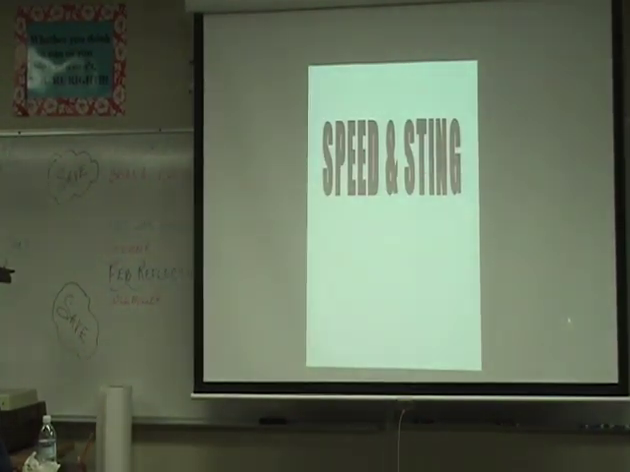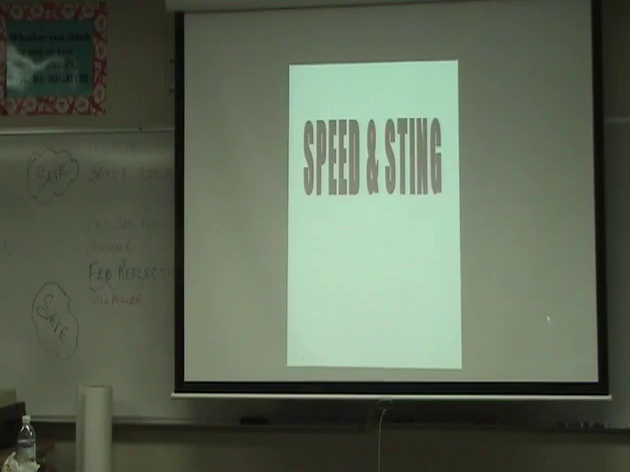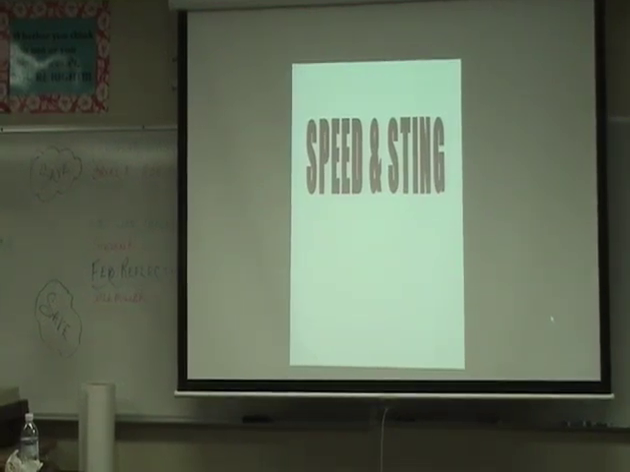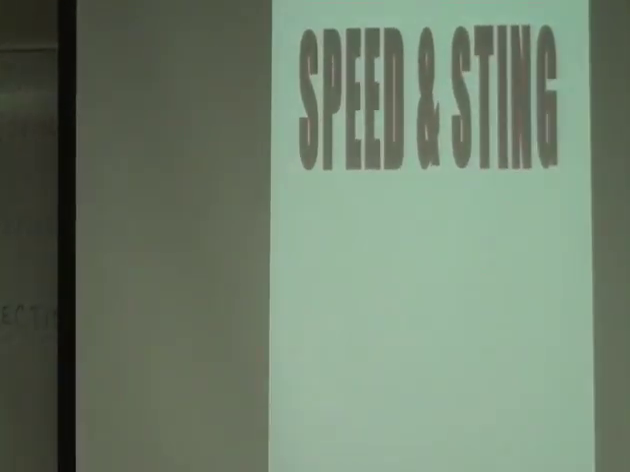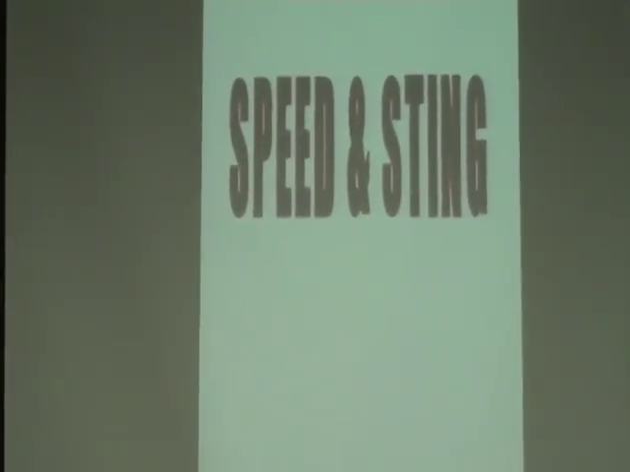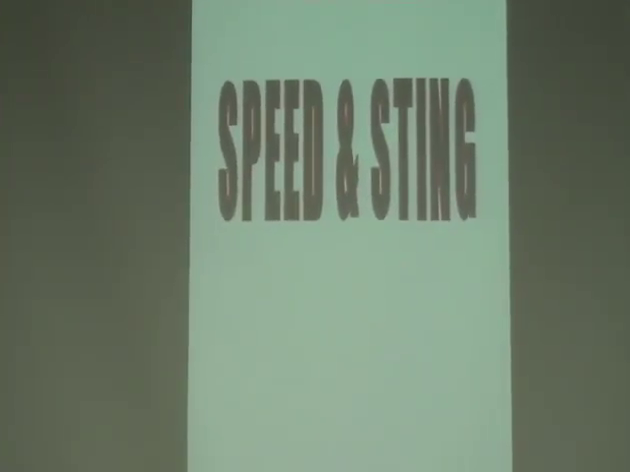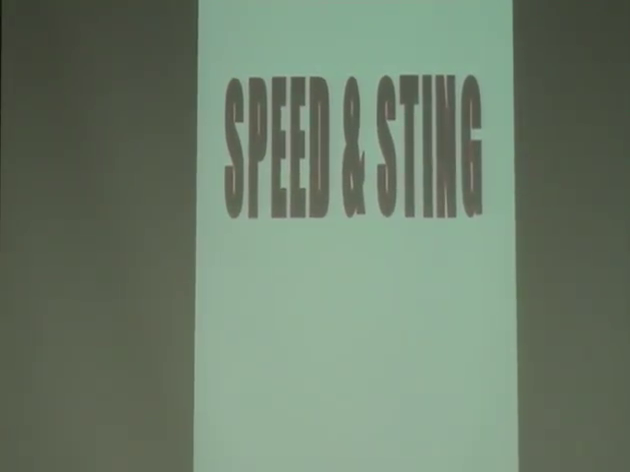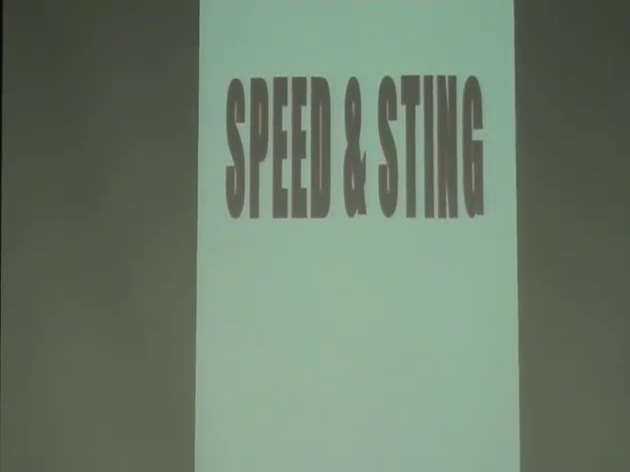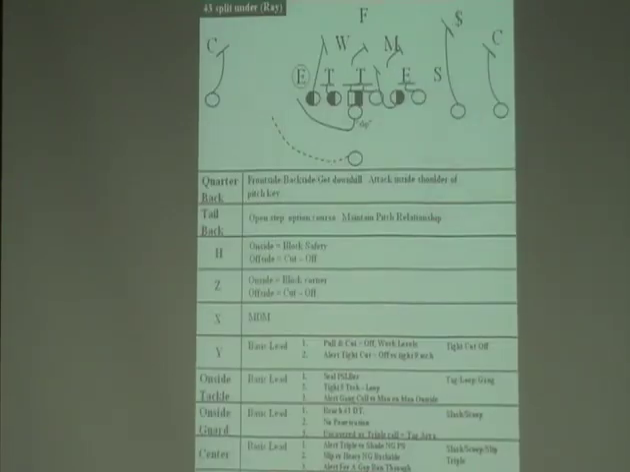Okay. Spread option. The starting point for our option game is speed option, and what you see there is sting option. What sting is just option at the tight end, or on speed option we're going to option the end man on the line of scrimmage. On sting option, we're going to option the alley player. Okay, so that's when that shows up. That'll be the different things that you see.